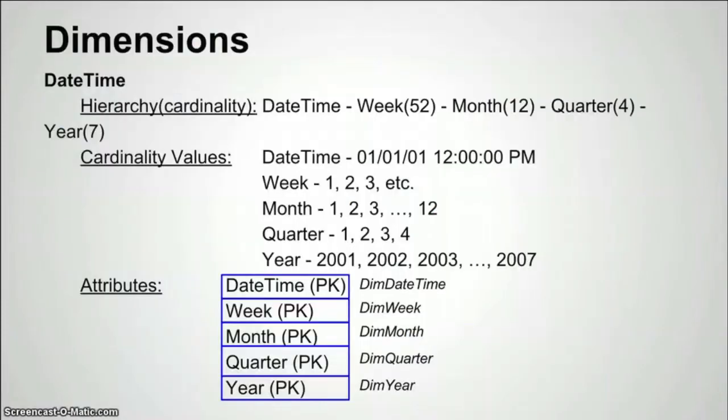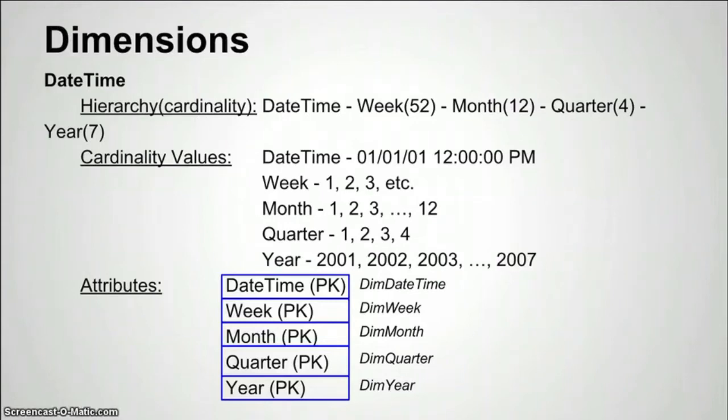Let's take a look at some of the dimensions in our BI system. First, we have date time. This answers the when portion of our dimensions. Our hierarchy is built upon date time, which folds back into week, which are 52 in a year, which folds back into a month, which we have 12 of, which folds back into a quarter, which we have 4 of, and then finally a year.